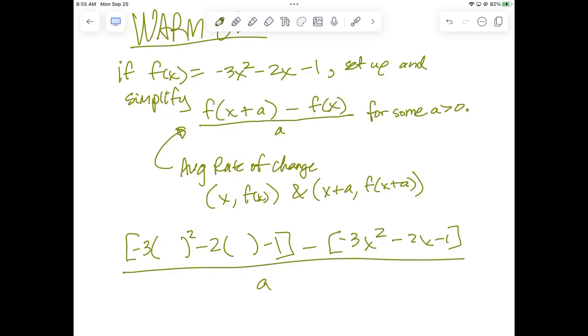But here's the key. What am I going to plug into the two parentheses where there used to be an x into the first function? x plus a. x plus a goes in there. You plug it in twice because there's two x's. That's important. People don't do that. They make mistakes. x plus a, x plus a. That's going to get you points on the test right there.